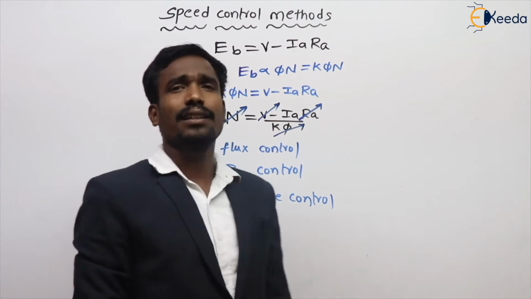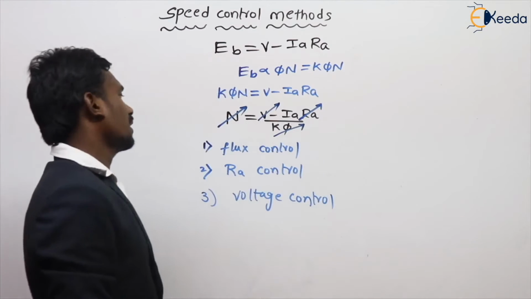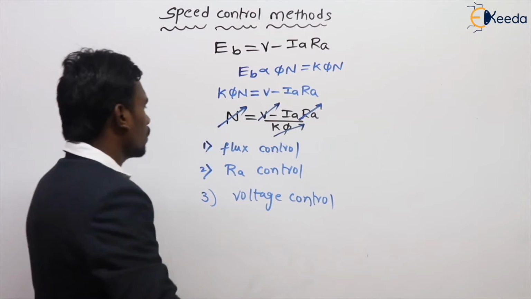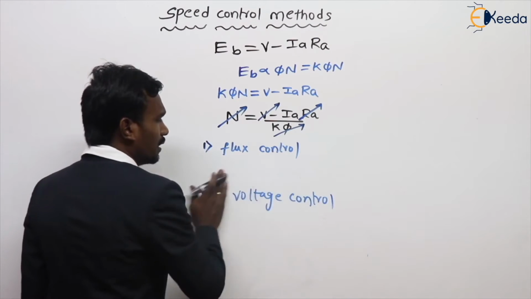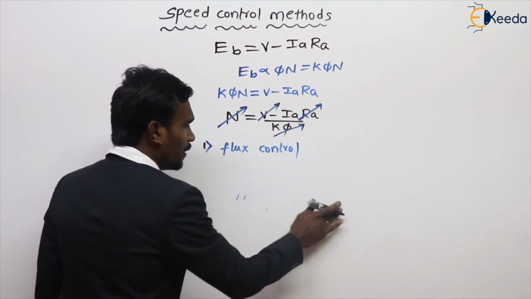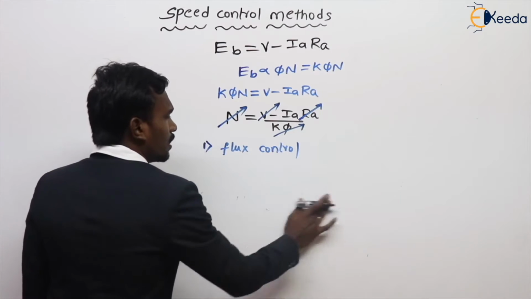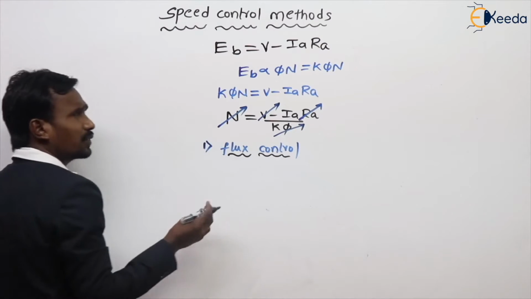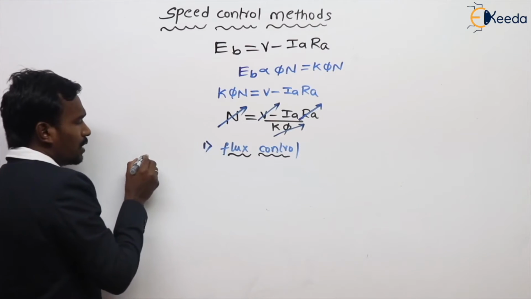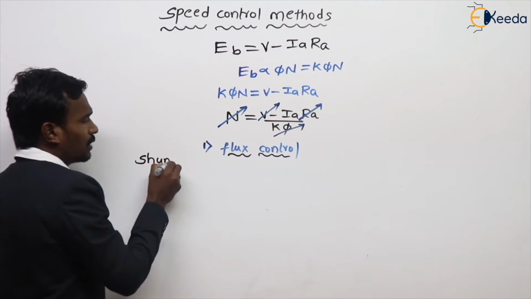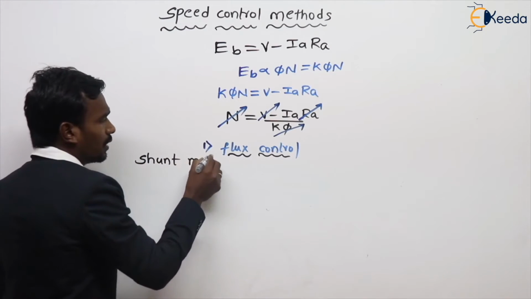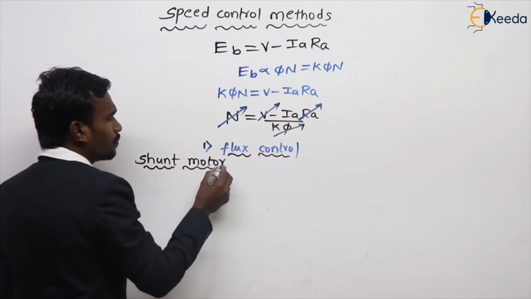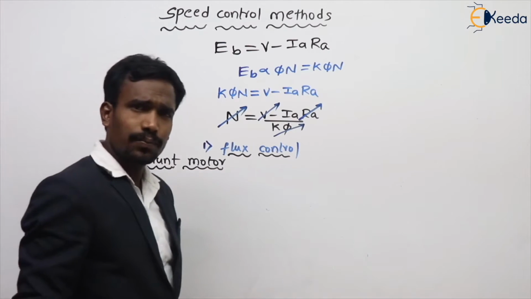First, take the heading, the flux control method. Are you ready? Right? Let's go for flux control method. First, I am talking about shunt machine. The flux control method of speed control for shunt motor. In DC shunt motor, let's see how we can control the speed in flux control method.